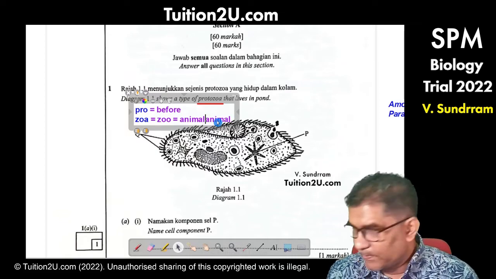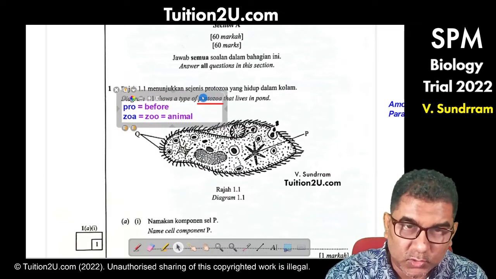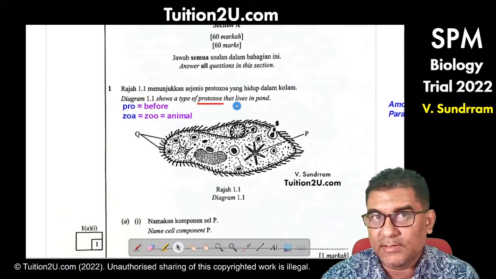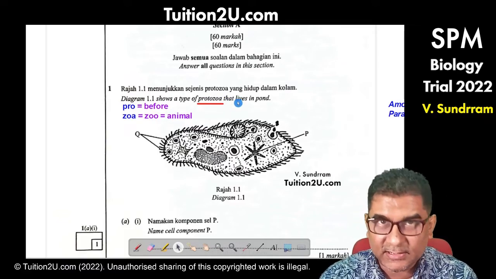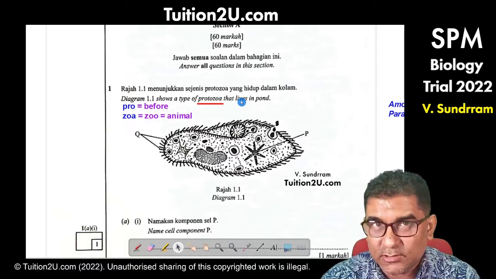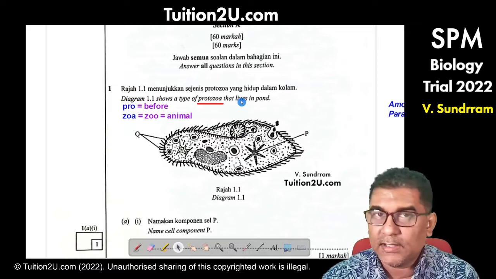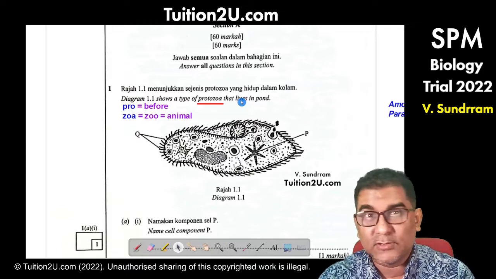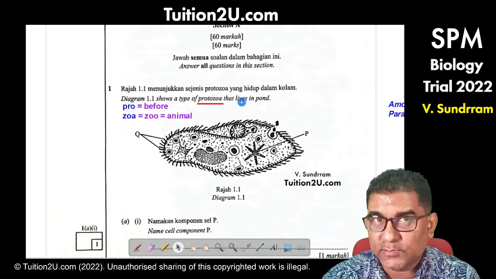So basically, protozoa are organisms that are considered before animal. They have animal characteristics, but you can't classify them as animals because they are unicellular organisms. Amoeba and Paramecium are examples of protozoa. You learn this under biodiversity, so you are supposed to know what protozoa is.